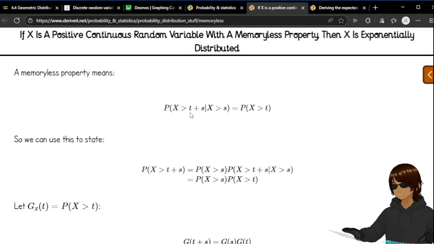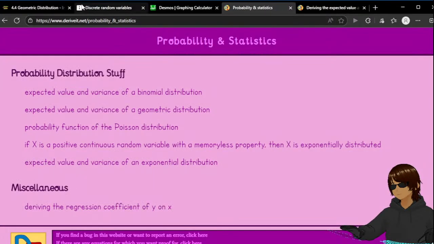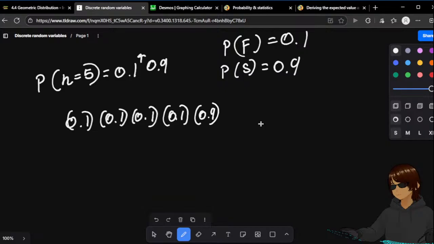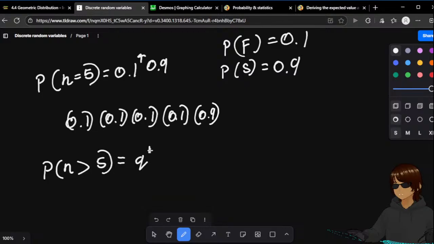Probability that x is more than t plus s, given that x is already more than s, is equal to probability that x is more than t. So probability that n is more than 5 would mean there has to be 4 failures, right? So q to the power of n minus 1.